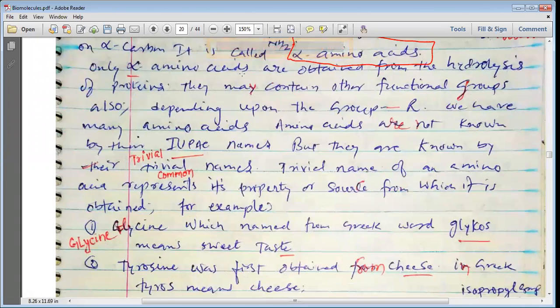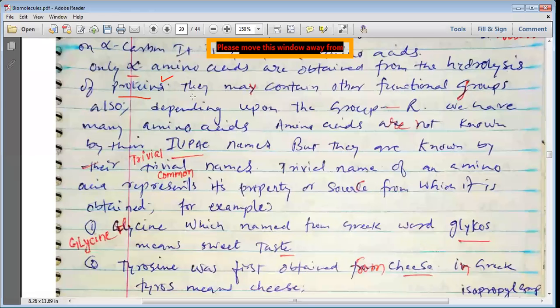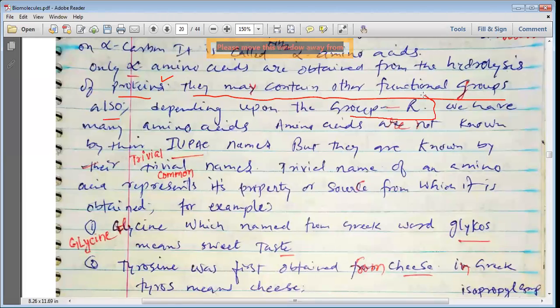And only alpha amino acids are obtained from the hydrolysis of proteins. So please remember that when we do the hydrolysis of proteins, all the amino acids that we get are all alpha amino acids, and we can easily understand that proteins are made from the alpha amino acids only. They may contain other functional groups also, depending upon the group R. So on the basis of what R is, we can have the other functional groups.